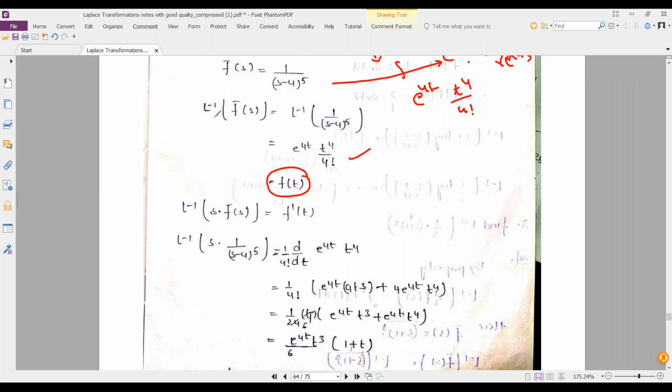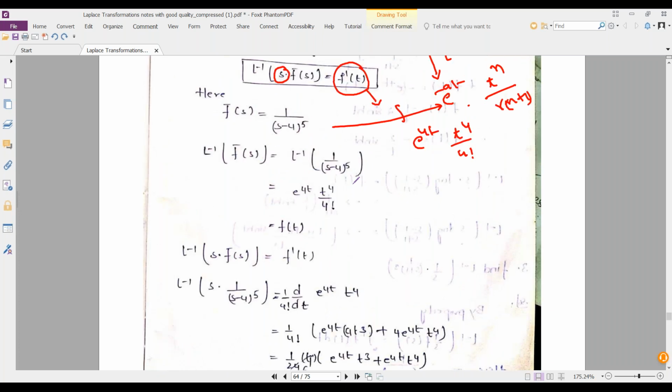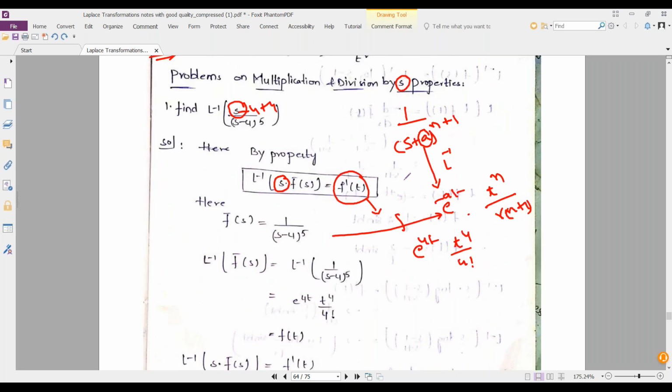Actually, L inverse of something is f of t. As per this formula, it is supposed to be f dash t. So f dash t equal to this one means this is taken as f dash t. Don't get confused. Once again, I'll explain this. This method can be tried. Okay, s by s minus 4 whole power 5. So let me solve that manually.